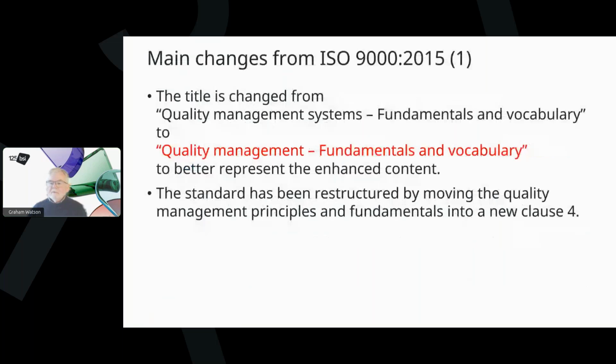Next, please. So what are the main changes? Here's a summary of the main changes. Well, the obvious one is the title's changed. So it used to be Quality Management Systems, Fundamentals and Vocabulary. It's now Quality Management, Fundamentals and Vocabulary. Subtly, it's dropped the systems because the standard now addresses enhanced content. And it has been restructured by moving the quality management principles and fundamentals that were in clause 2, they're now in clause 4.